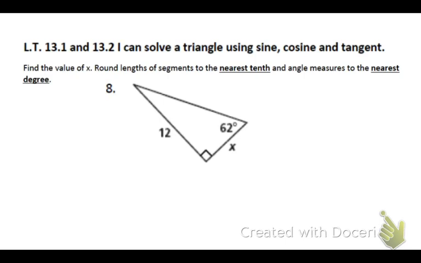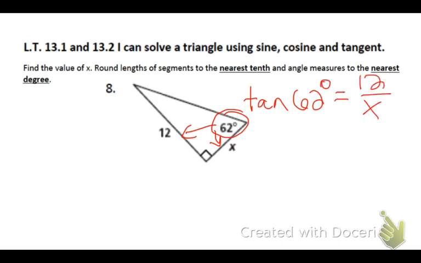All right, this one, we have this angle measure, and we have the side that's opposite that angle measure, so that's opposite. And then we have adjacent. So we don't have the hypotenuse because that's the one across from the 90. So we're going to do opposite over adjacent, so that's the tangent relationship. So tangent 62 degrees is equal to 12 over x.